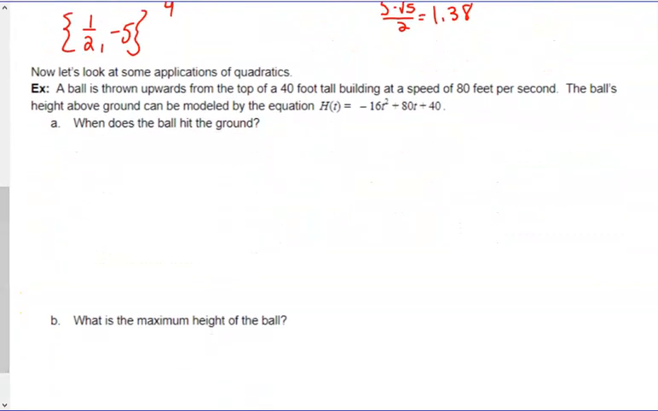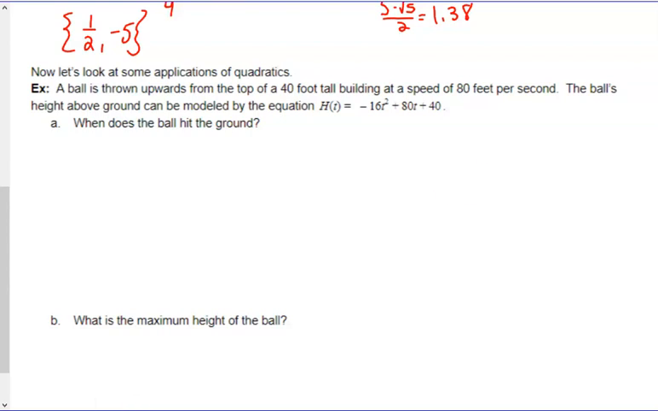All right, our last piece here is an application of quadratics. The most widely used example for quadratics is a projectile motion type problem, because when you throw a ball in the air, what happens? It has this nice parabolic arc to it, okay?